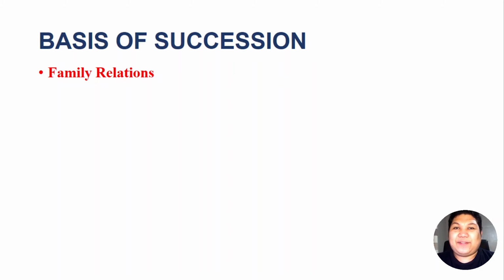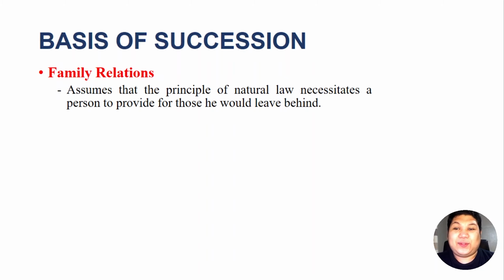First basis is family relations. It assumes that the principle of natural law necessitates a person to provide for those he would leave behind. So, if you are the head of the family, or a father or a parent, and you have children, or if you have someone depending on you, then whatever wealth you have accumulated during your lifetime could be transmitted to your family, those people you left behind.